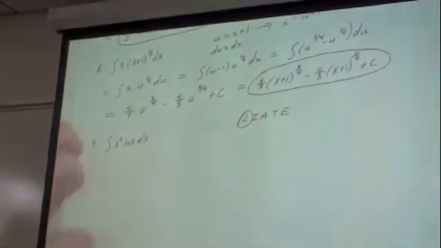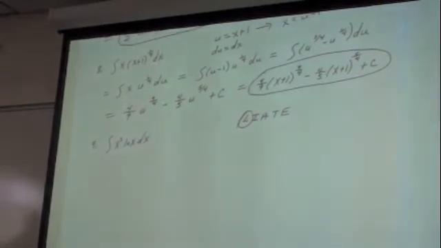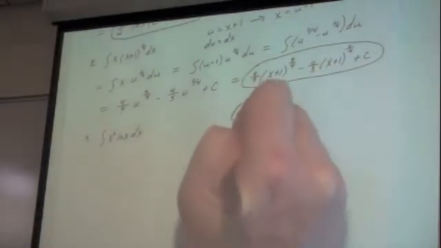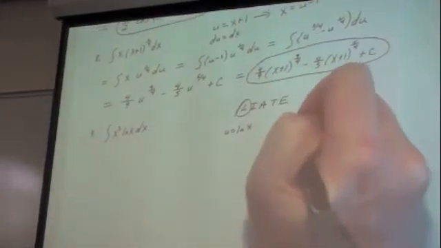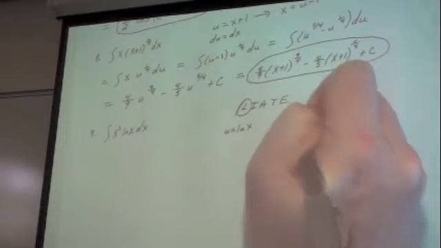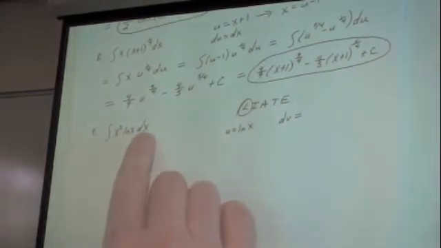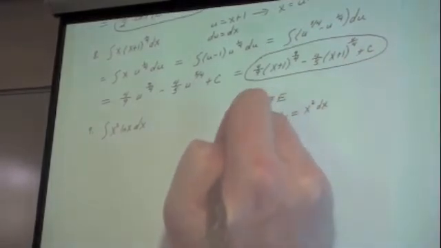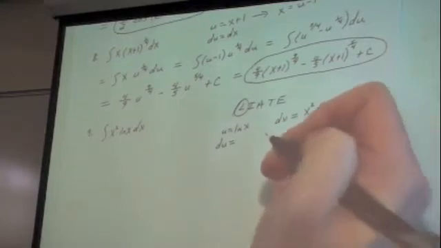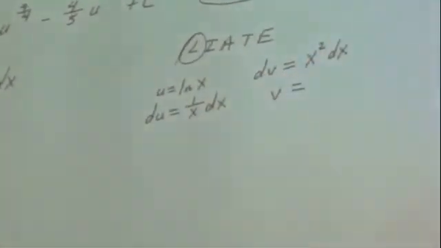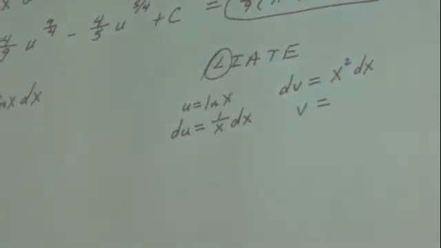We know the very first thing we want u to be is a logarithmic function, so that's exactly what I'll do. I'll say, let u equal the natural log of x. Then I need to let everything else in there be dv, so dv is x squared dx. Now I need to differentiate u. The derivative of the natural log of x is 1 over x with respect to x. The integral of dv, the integral of x squared, is 1/3 x cubed.